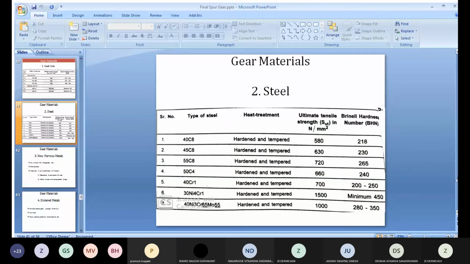Second, steel. In that, write down, it can be used from low carbon steel to high carbon steel range.